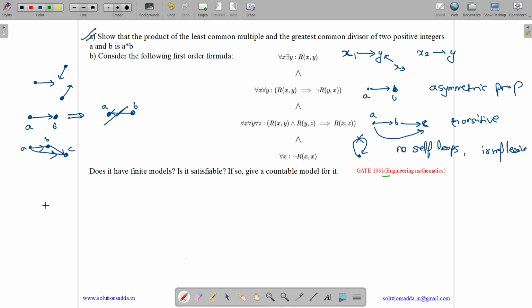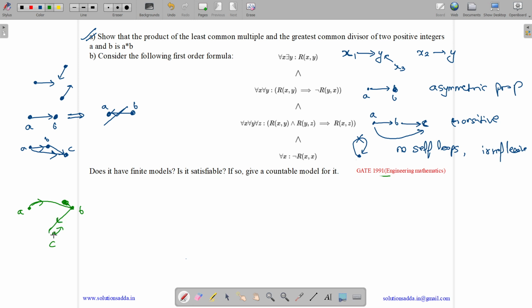Let us try to generate one. Let us take 3 vertices. Every vertex must have an outgoing edge, so this must have an edge, this must have an edge, and this must have an edge. We can't have an edge to the same vertex, so they must go to some other vertex. Let us suppose from A it goes to B. Now B can't have an edge to A because of this second property, so B will definitely have an edge to C. Perfect.